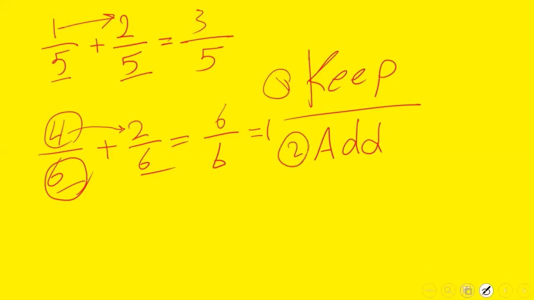What about the unlike denominators or the different denominators? Let's see. Suppose we have a number just like 2 over 3 plus 1 over 2. What can I do? This denominator is not the same as this denominator. They are unlike. And this is our main point today: how to combine or add two fractions with unlike denominators.